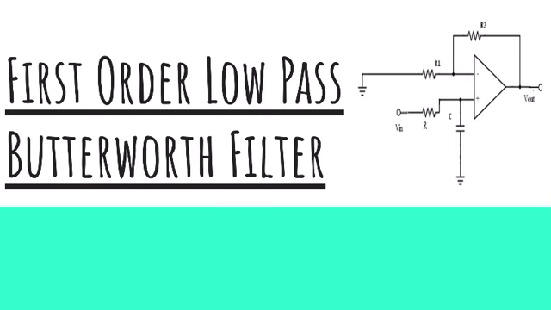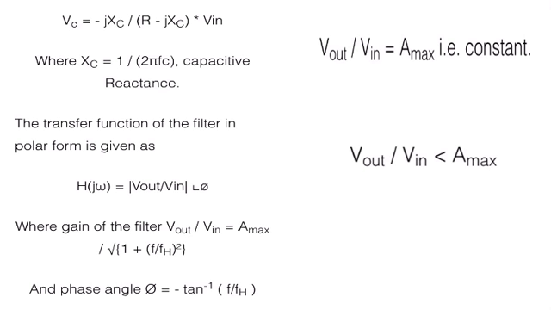The gain of the filter will be A max is equal to 1 plus R1 by RF. The impedance of the capacitor is C and the voltage across the capacitor is given by the equation mentioned here. VC is equal to minus jXC by R minus jXC into VIN, where Xc is equal to 1 by 2 pi Fc, that is the capacitive resistance.